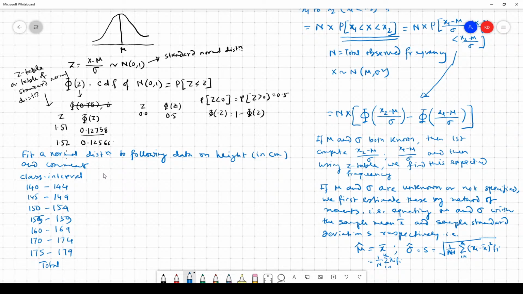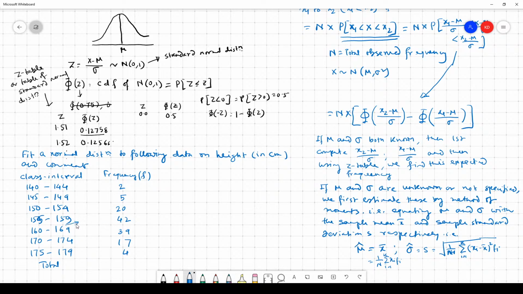And observed frequencies are, I denote this by small f: 2, 5, 20, 42, 39, 17, 4. I think this is a 2, 5, 20, 42. So there is a miss.